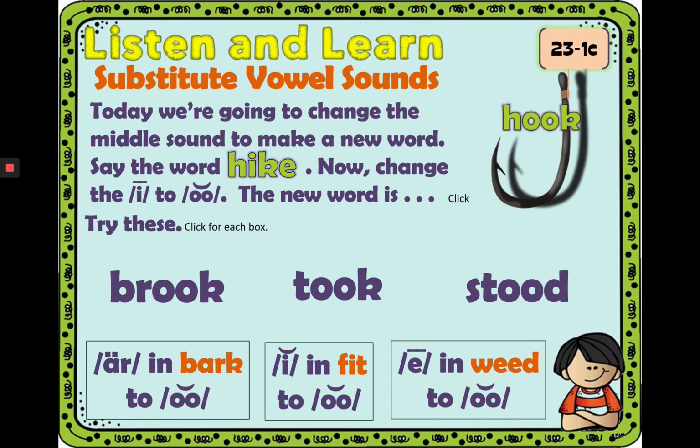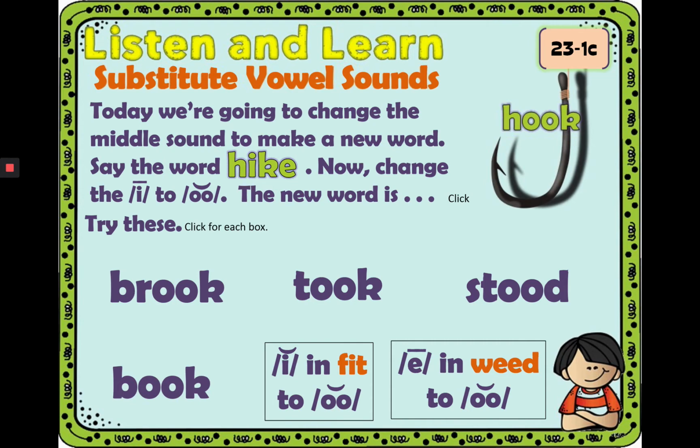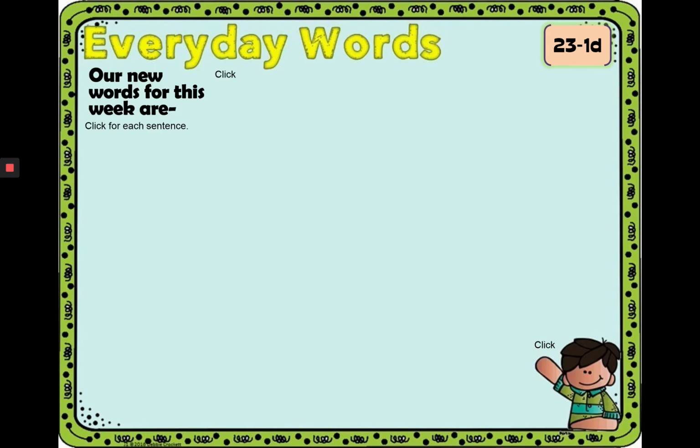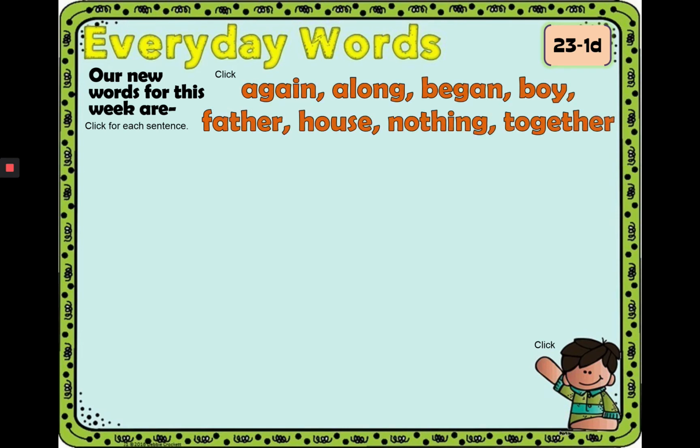All right, we're going to start with the R sound in bark. We're going to change the R sound to a B sound. My new word is book. We're going to change the I in fit to the short oo. My new word is foot. And last one, we're going to change the E in weed to the short oo. My new word is wood. Very good. Some of our new words you're going to see in our story this week are again, along, began, boy, father, house, nothing, together.